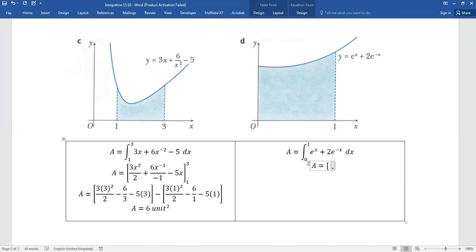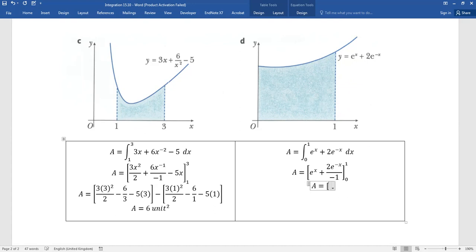So let's integrate. How do we integrate exponents? The power remains as it is, and we divide by the derivative of the power. The derivative of x is just 1. Similarly, the power remains as it is, and we divide by the derivative of the power, which is -1. Upper limit is 1 and the lower limit is 0. Is that right?